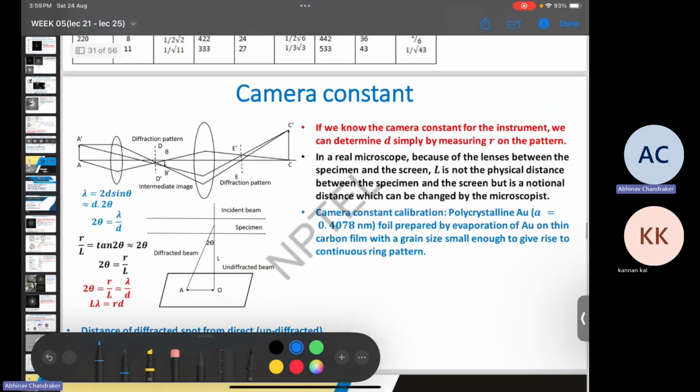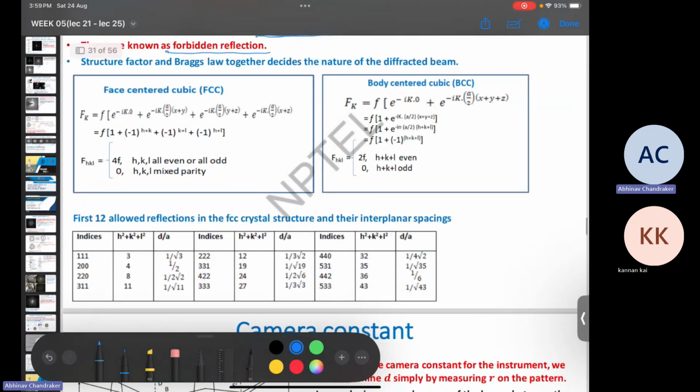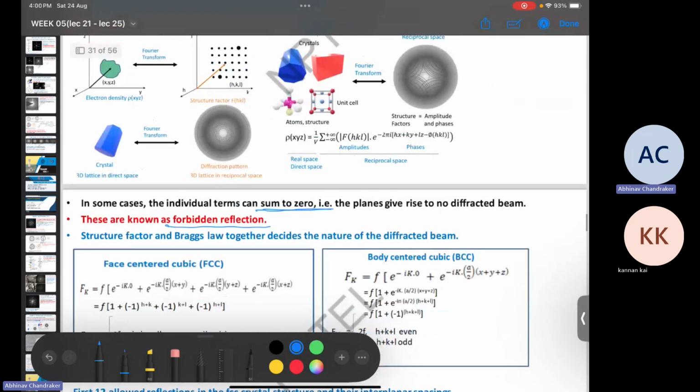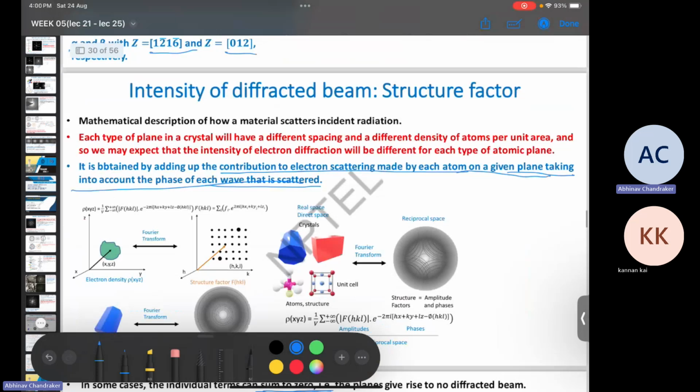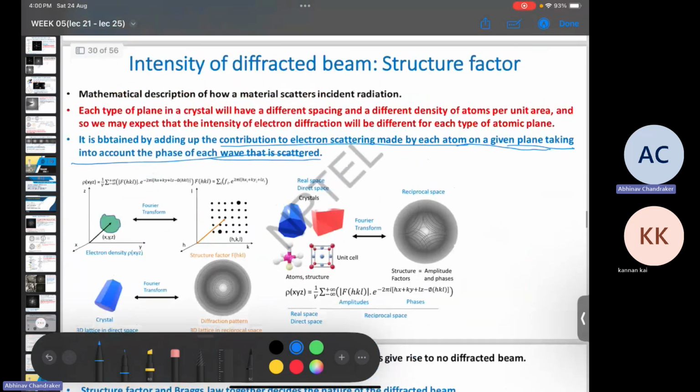Here the exact derivation is not shown, but I'll just briefly explain the formula that is used to calculate this. Actually this phenomenon, this adding up of the contributions for a particular crystal structure, is called the structure factor. That is the effect of the structure of the crystal or material on the intensity of the diffracted beam. So one of the contributions to the intensity comes due to this structure factor.